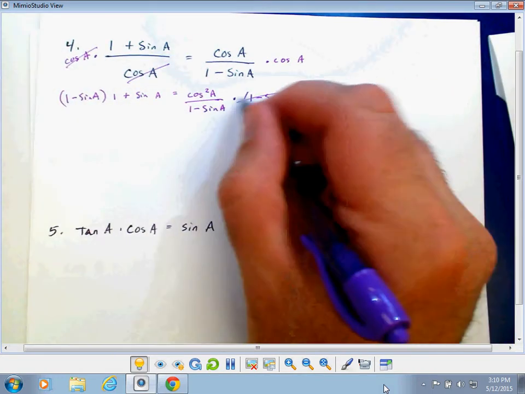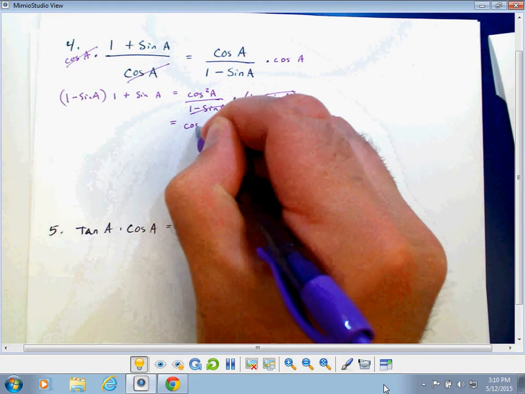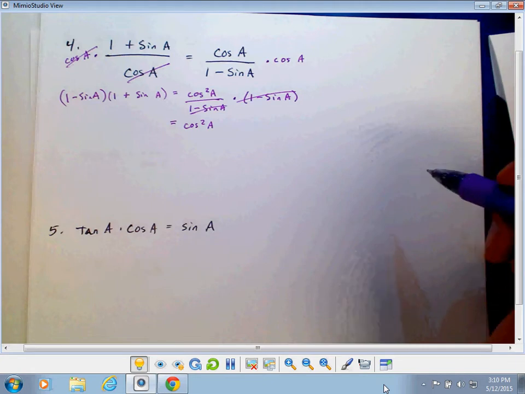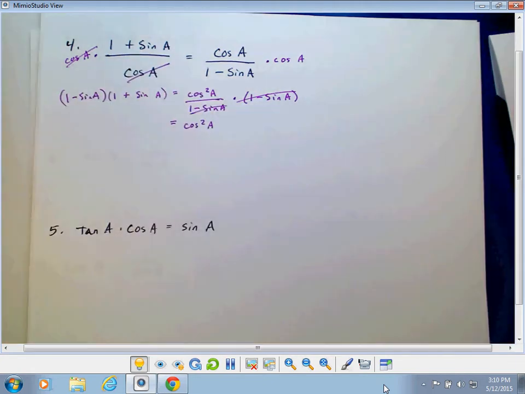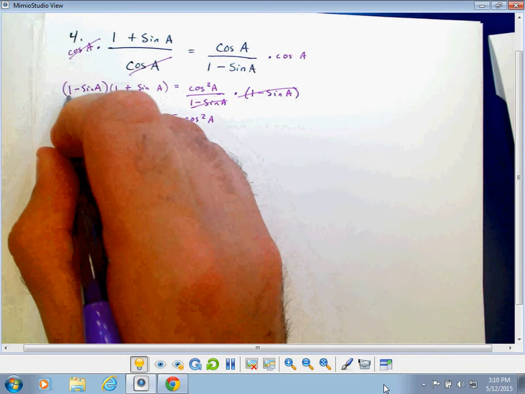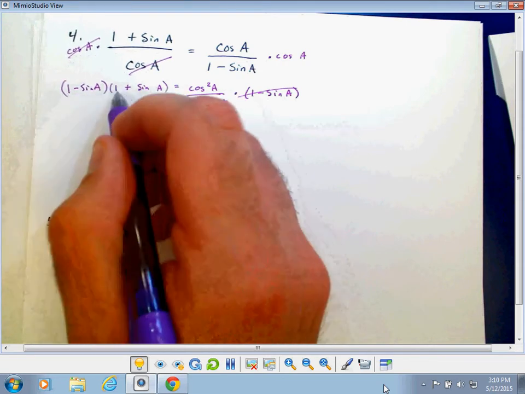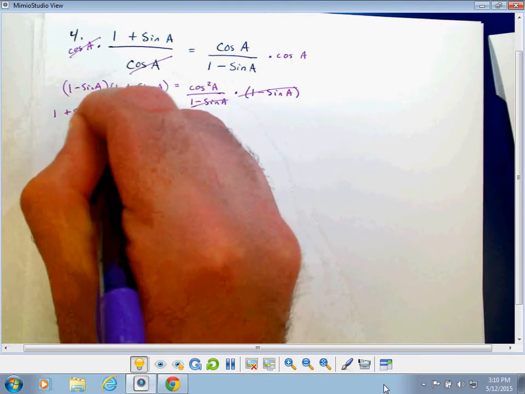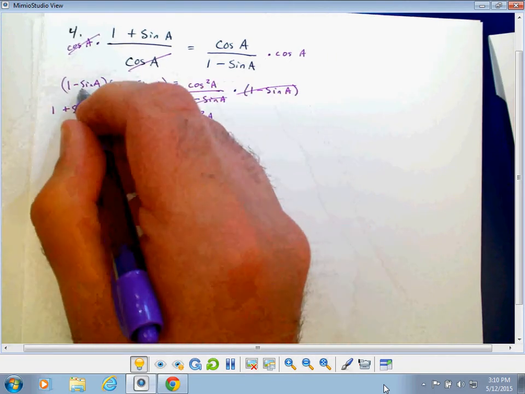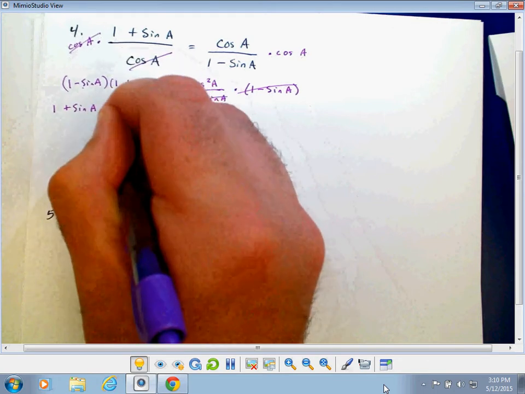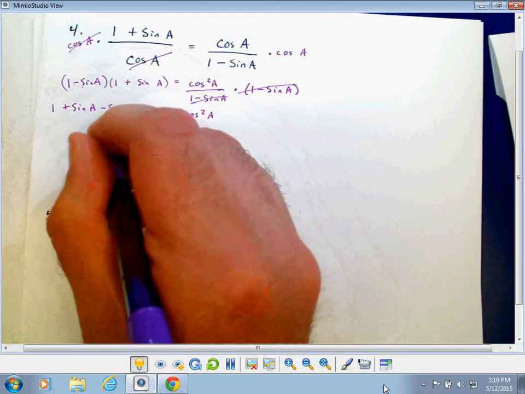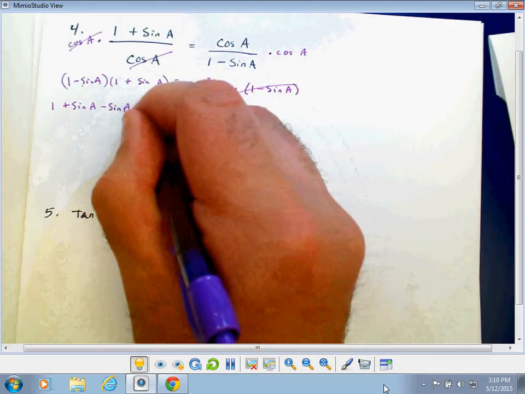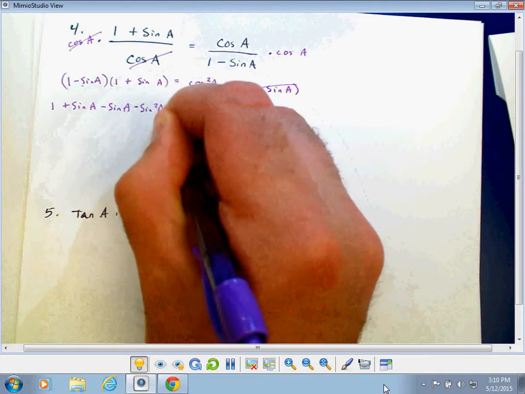And that will cancel this. So I get cosine squared A here. And over here, this is like FOIL, or better yet, just multiplying two binomials. So when you do this, you have to take the 1 times both of these things. So 1 times 1, 1 times the sine of a, which is still the sine of a. Then you have to take negative sine of a times 1, which is still negative sine of a. See what happens there? They're going to cancel out. And then I take negative sine of a times sine of a, so I get negative sine squared a.